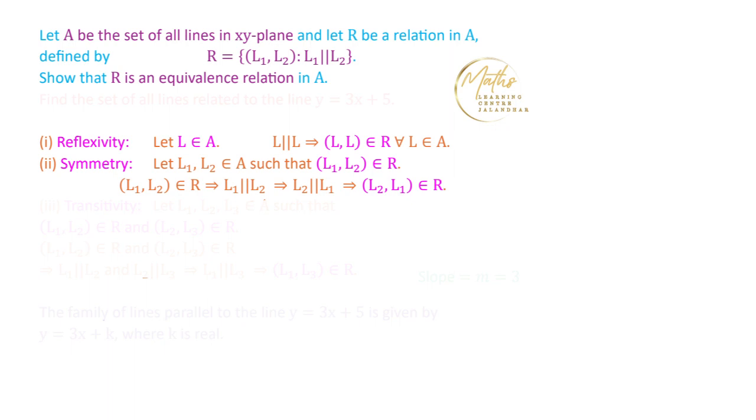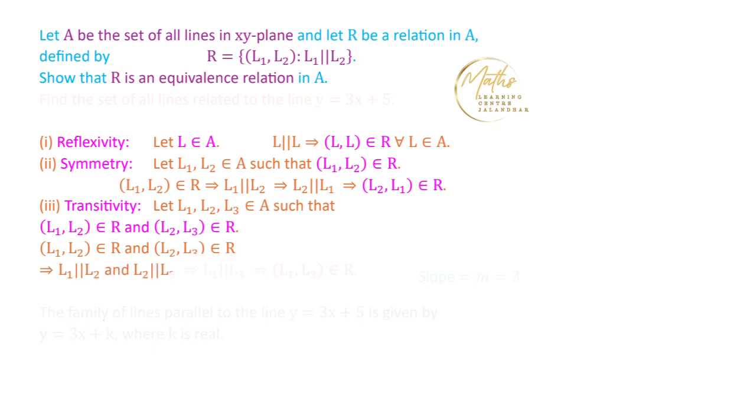Next we have transitivity. For transitivity, we are considering three lines, and we are saying that line 1 is parallel to line 2 and line 2 is parallel to line 3. Then clearly line 1 will be parallel to line 3. It means that L1 will be related to L3 by this relation. So we have proved that this relation is reflexive, symmetric and transitive.